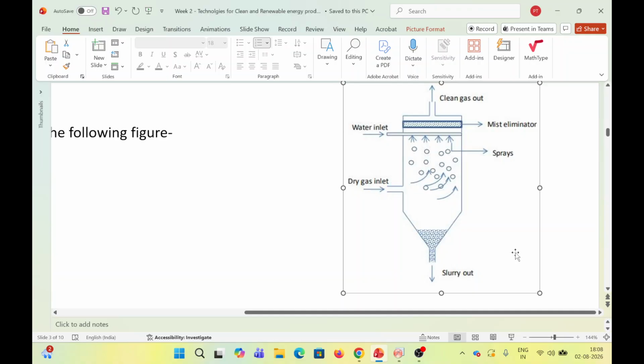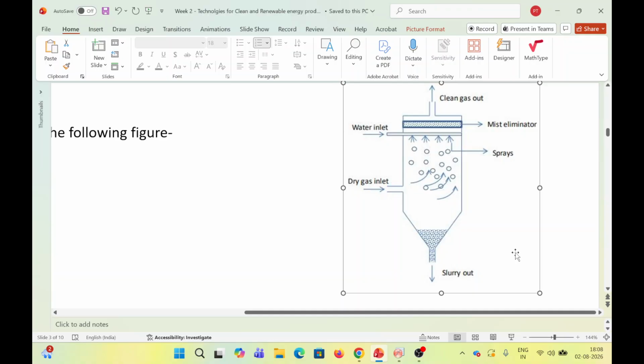The dry gas is going to be less dense, so it basically rises up and then goes out as a clean gas, whereas the water droplets, which get denser after the absorption of the carbon particles, settle down at the bottom as slurry and are then taken out.